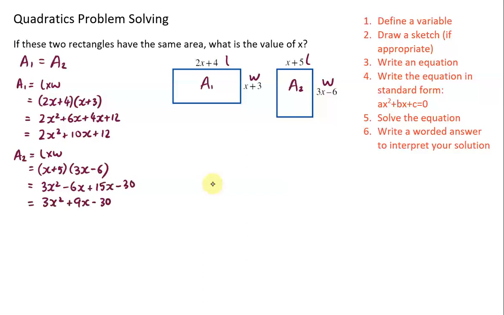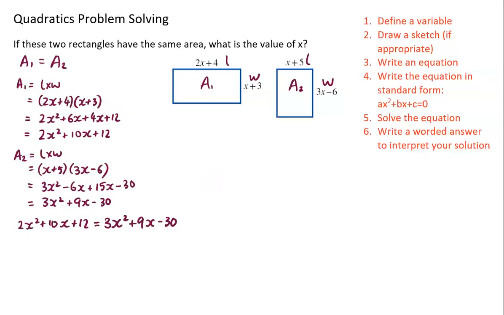Now the question tells us that the area of these two shapes is the same. So let's form our single equation that we're going to be able to solve. And it says area 1 is equal to area 2. So our expression for area 1 is 2x squared plus 10x plus 12. And that is equal to area 2, which is 3x squared plus 9x minus 30.